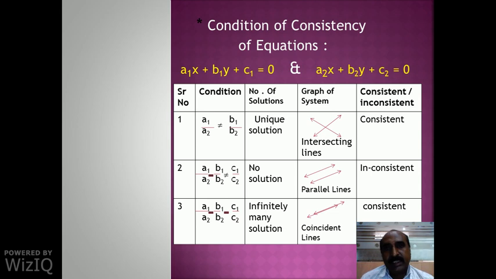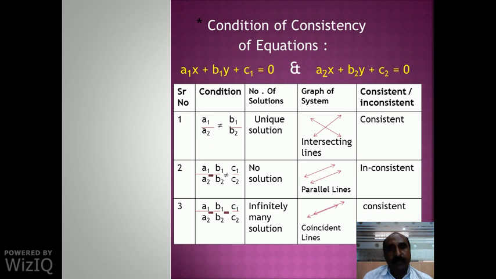Now there are conditions of consistency of equations. If a1x plus b1y plus c1 is equal to 0 and a2x plus b2y plus c2 is equal to 0 are the two equations, here a1, b1, c1 and a2, b2, c2 are the coefficients in these two equations. If you take the ratios of these coefficients, we will get some conclusions. If we take the ratio of a1 by a2 and compare it with b1 by b2, and we get a1 by a2 is not equal to b1 by b2, by getting this condition, we can get conclusions about the solutions, the graphical representation, and the consistency of these equations.